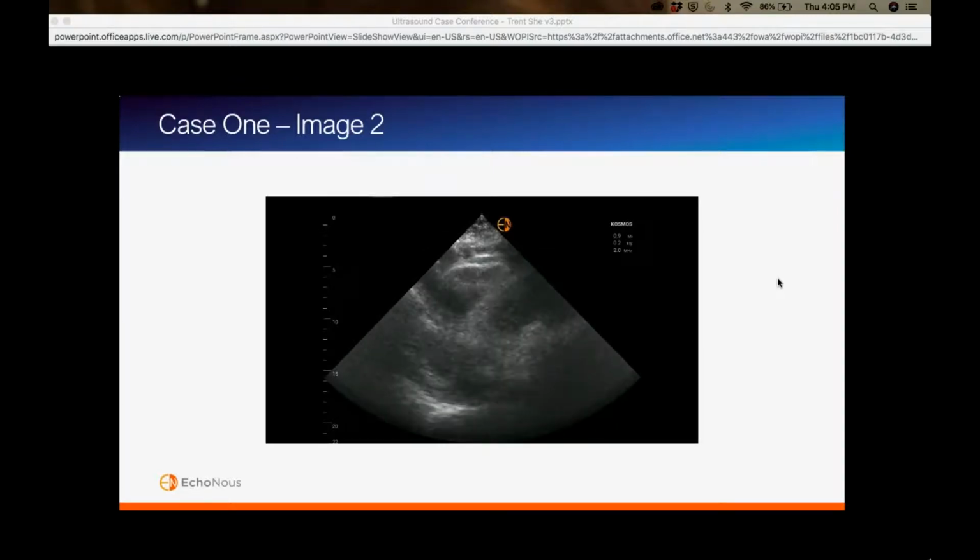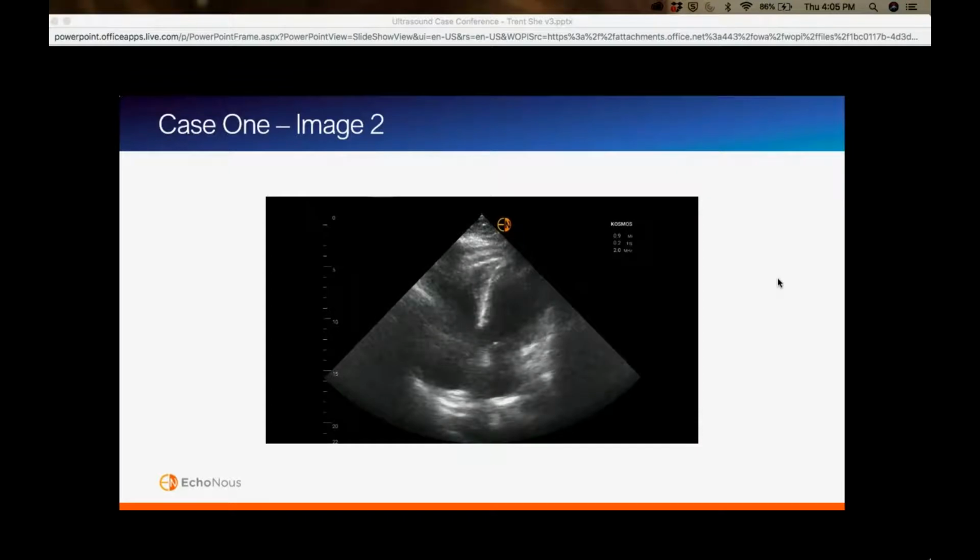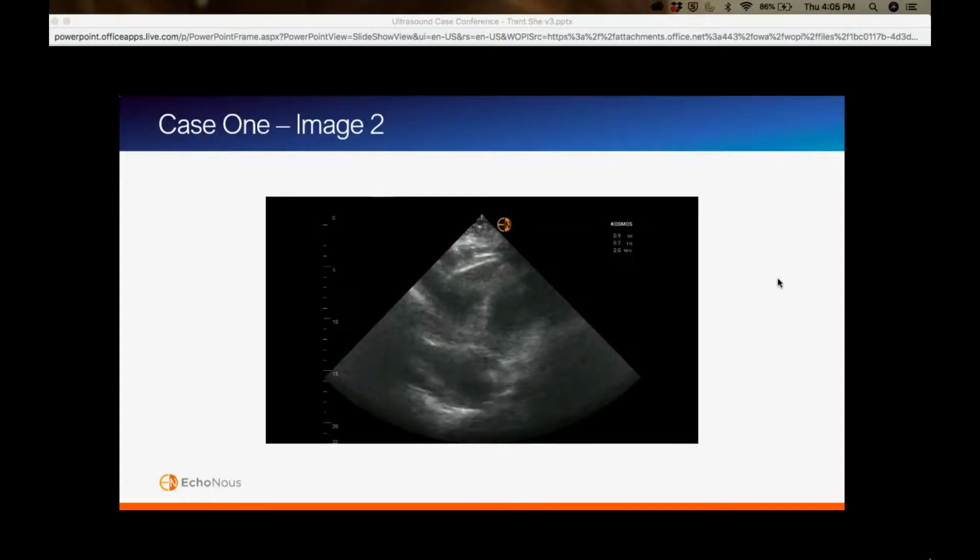So it was definitely leading me down the pathway towards considering whether or not this patient had a pulmonary embolism. Yeah, and so were you thinking that this view was an adequate view to make that kind of decision, or were you looking for more images?